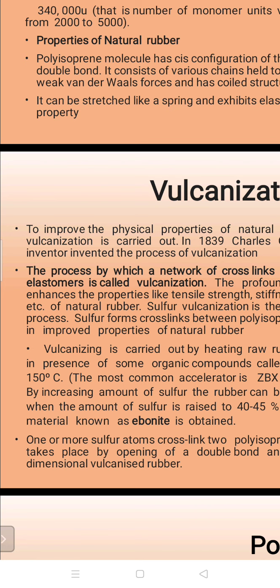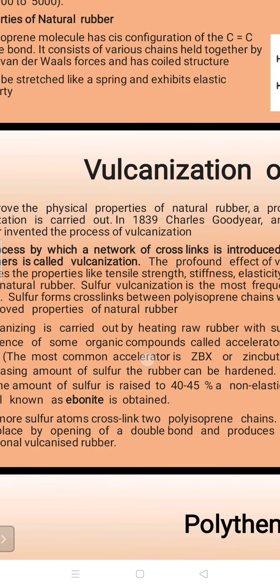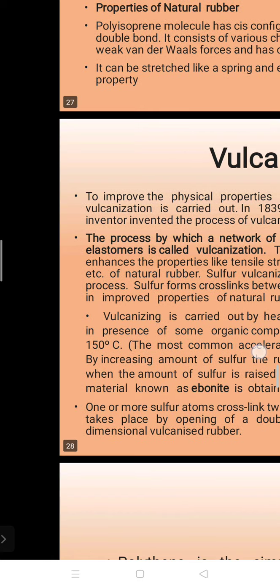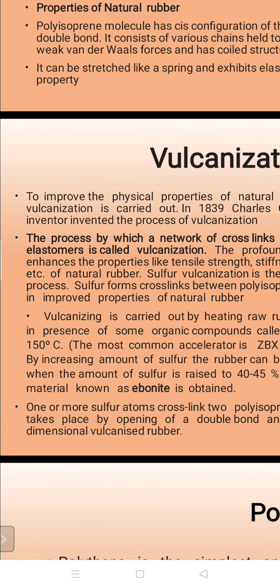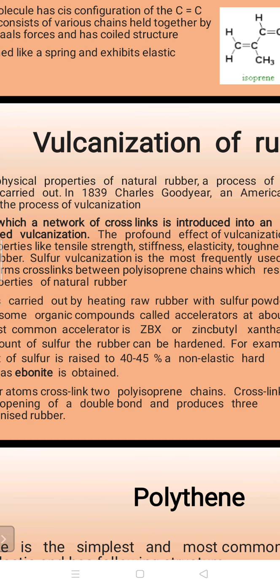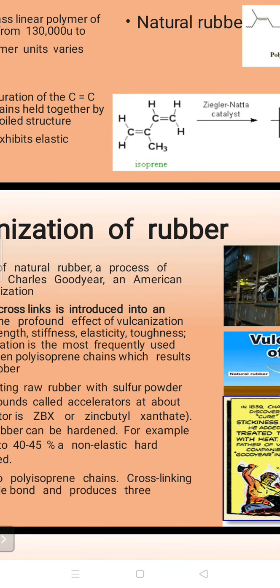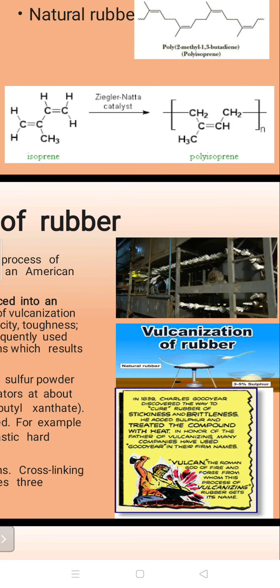What does it accelerate? It accelerates the formation of cross-linked chains by the sulfur, and with the increasing amount of sulfur in the rubber chain it can be hardened, and due to hardening we get better quality rubber. For example, when the amount of sulfur is raised to about 40 to 45%, we get a non-elastic hard material called ebonite. In the diagram we'll see such products in which ebonite rubber is useful.